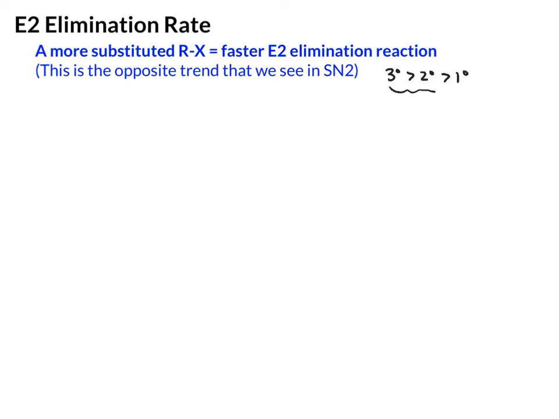This is the trend for E2, E1, SN1. Only SN2 follows the opposite trend. All right, so let's look at why E2 favors this trend and then compare it to SN2. So here we're going to compare a primary halide and a tertiary halide, and I'm going to use a small base like methoxide.